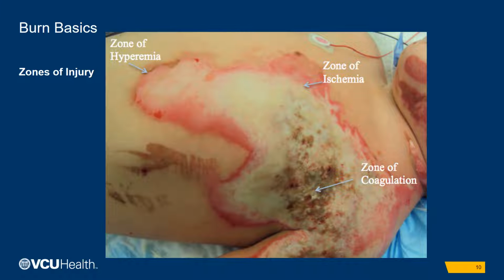The intermediate zone here between those two zones is the zone of ischemia, and the zone of ischemia is the target of the majority of our burn resuscitations. That zone in a large total body surface area burn can constitute a relatively high proportion of that burn. So this is the target of our resuscitations and of all of our very aggressive wound care and avoidance of infection and so forth.